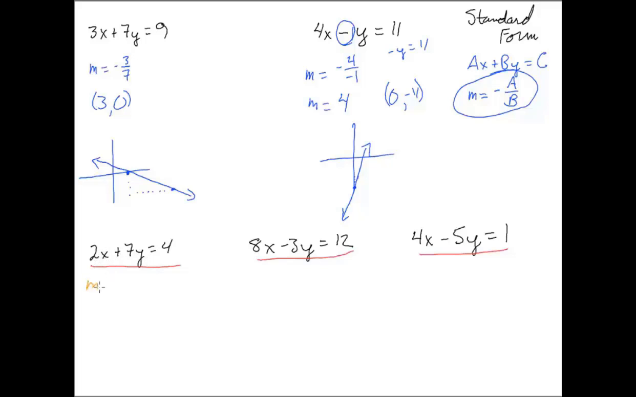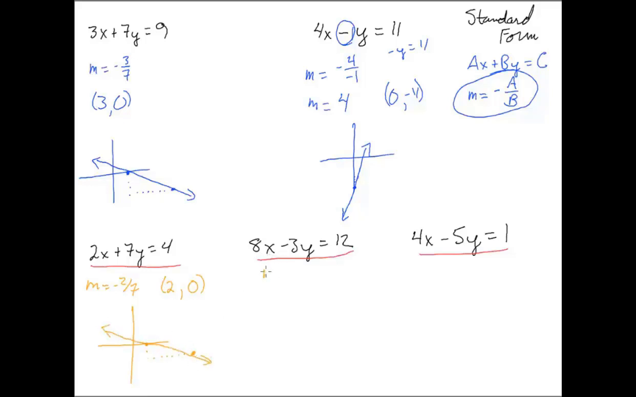This one, the slope is going to be a negative 2/7 following that shortcut, and if we can look, does 2 or 7 go in? It looks like if we knock out that one, we'll have an easier equation. So if y is 0, x is 2, we have the x-intercept. So we have (2, 0) and negative 2/7 slope. 1, 2, 1, 2, 3, 4, 5, 6, 7. And there's our line.